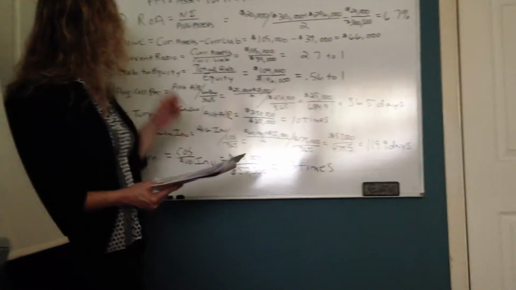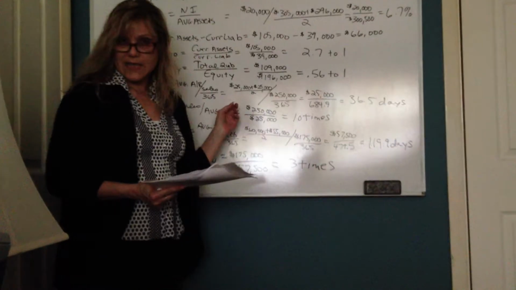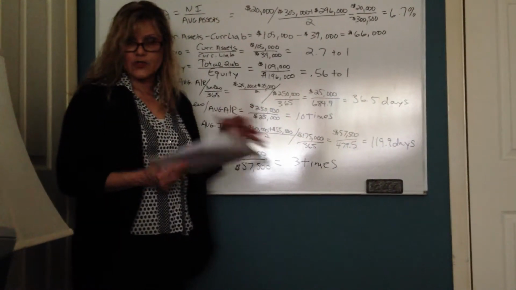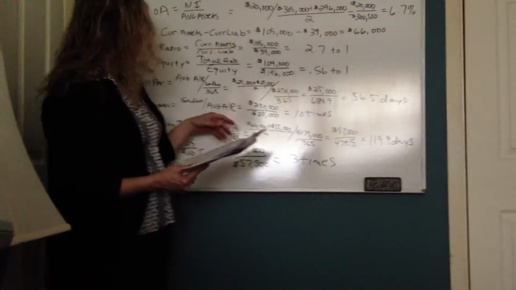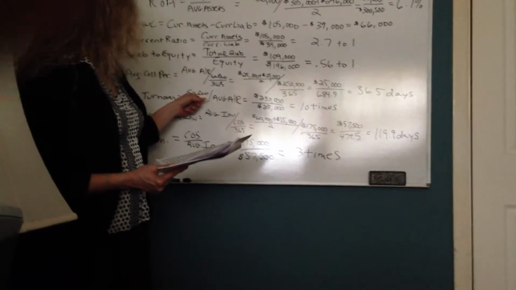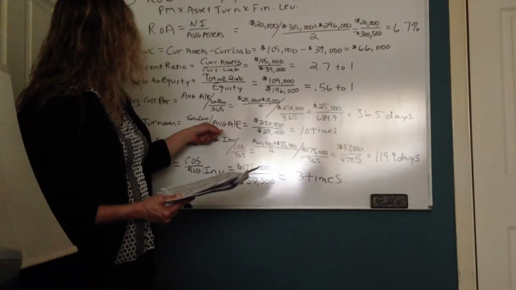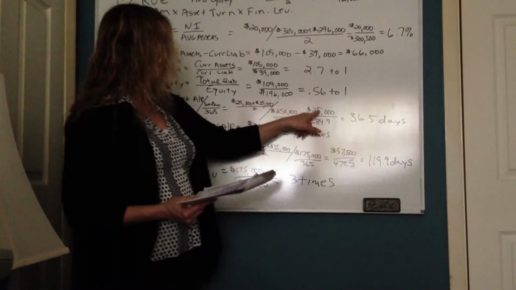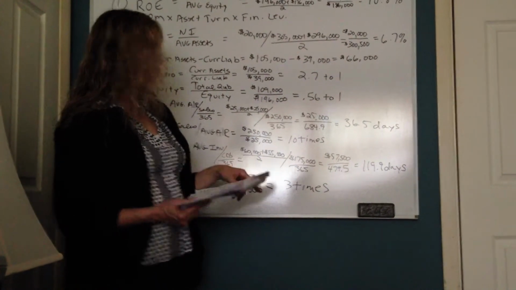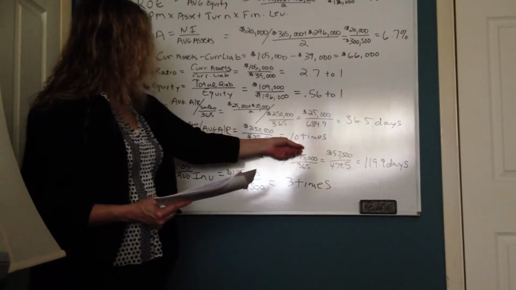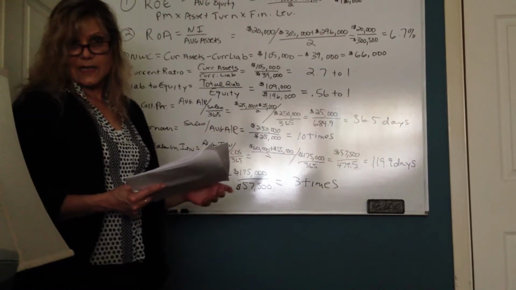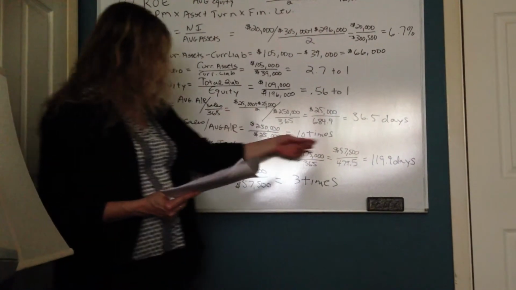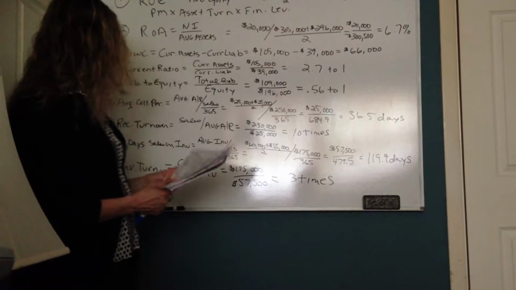Next one is receivable turnover. What that's telling us is how many times during the year do we collect, on average, our receivables. That's just our sales divided by our average accounts receivable, which we already figured out here, so we can just pull that number over. But that means we collect them about 10 times during the year, which would be consistent with 36 and a half days.